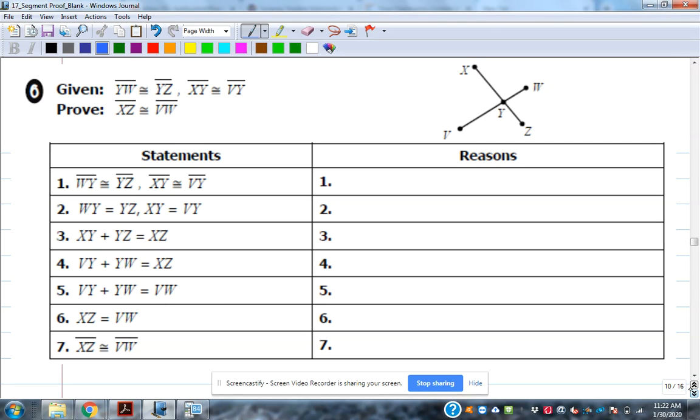So we got a picture here that says that YW is congruent to YZ. So this is congruent to this, and then XY is congruent to VY. So those two are congruent to one another. So number 1, I'm not even going to ask. Number 2, I shouldn't have to ask, right? Definition of congruence. We just took the object off. XY plus YZ is equal to XZ. Yeah, so that we built the larger segment.